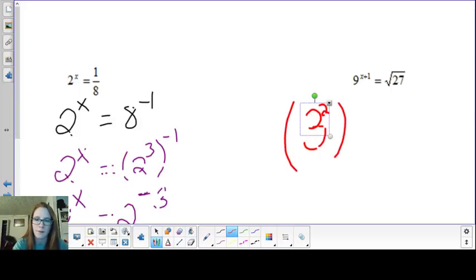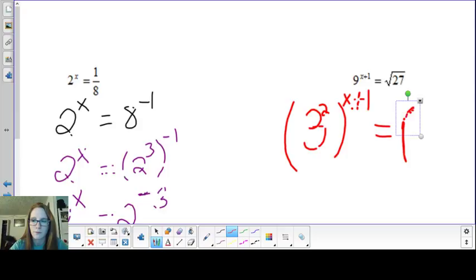And since it's got that original exponent of x plus 1, it's still going to say x plus 1. 27 is 3 cubed. And we talked about radicals, where the numerator is the type of power. Since it's just 27, it's 27 to the first, and since it's a square root, it's an invisible 2.